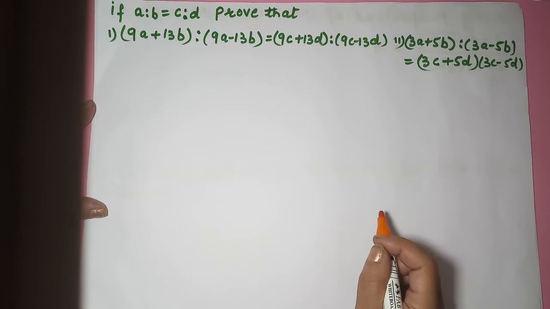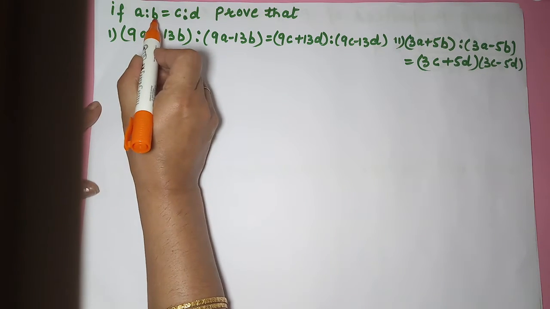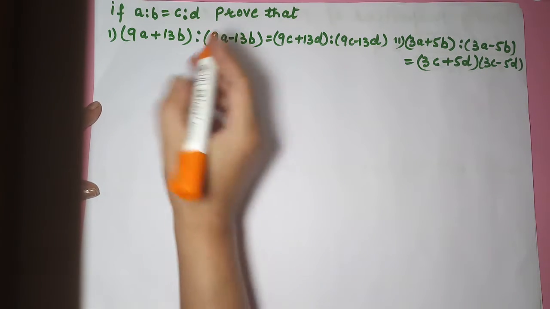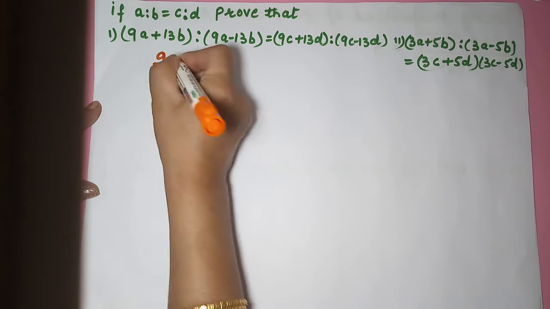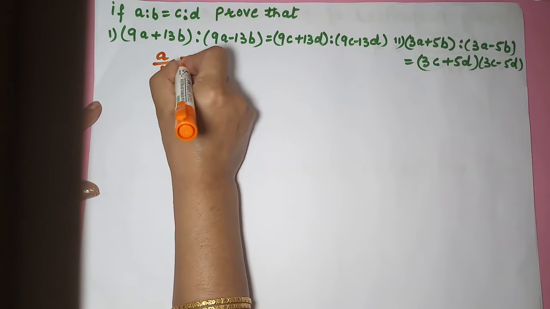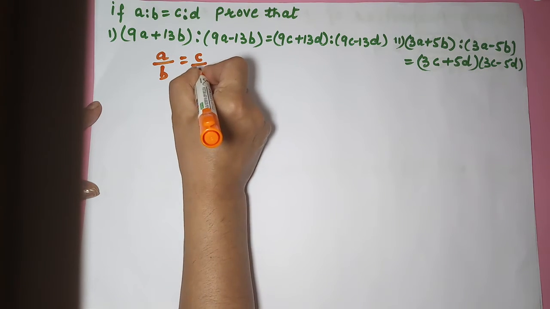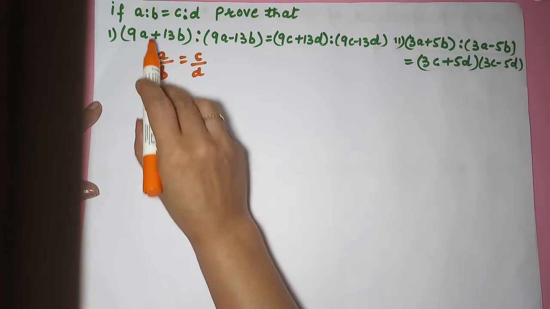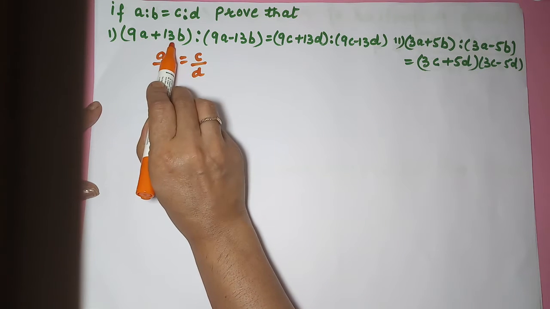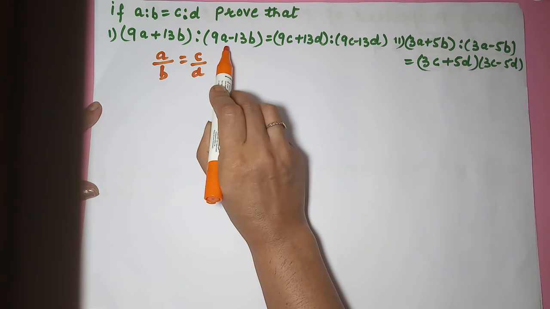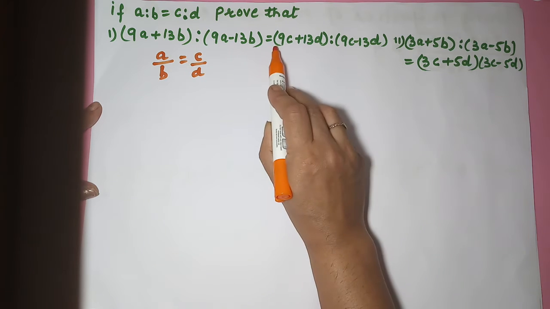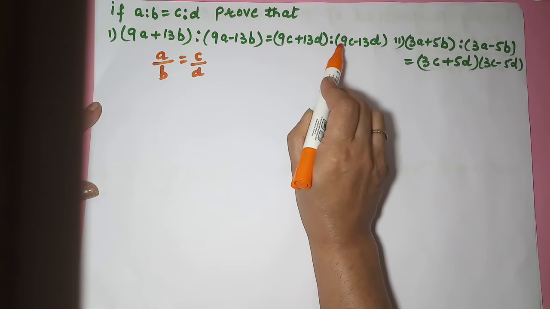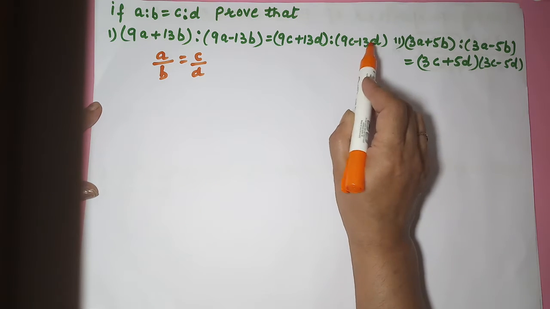Now, I have been given that A is to B is equal to C is to D. Now, I am given that A upon B is equal to C upon D. And I am being asked to prove that 9A plus 13B is to 9A minus 13B is equal to 9C plus 13D is to 9C minus 13D.